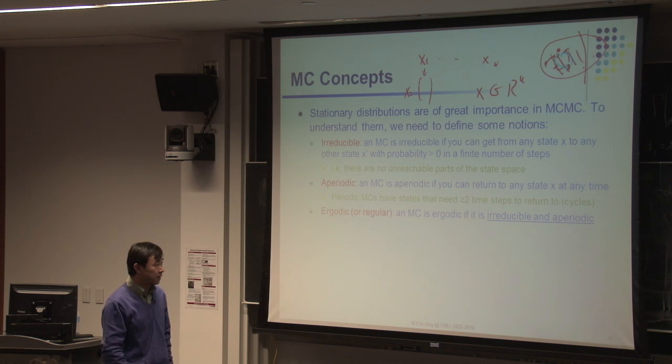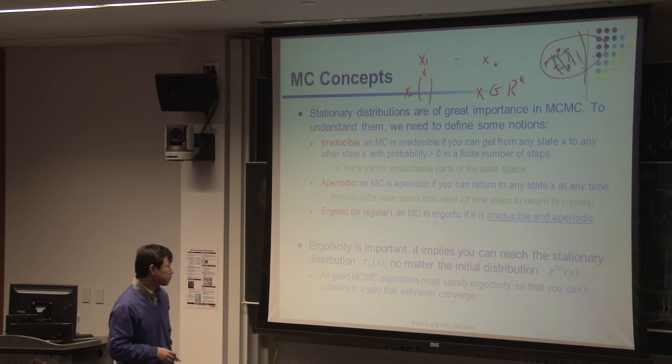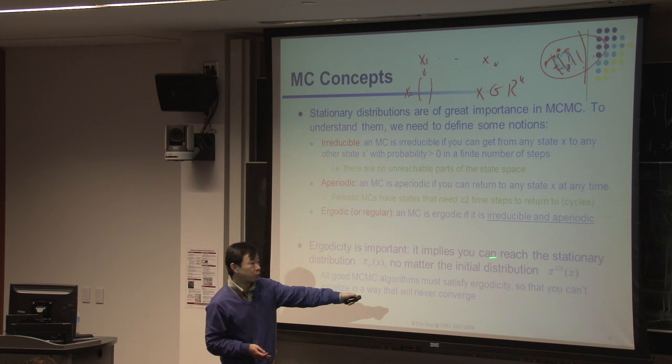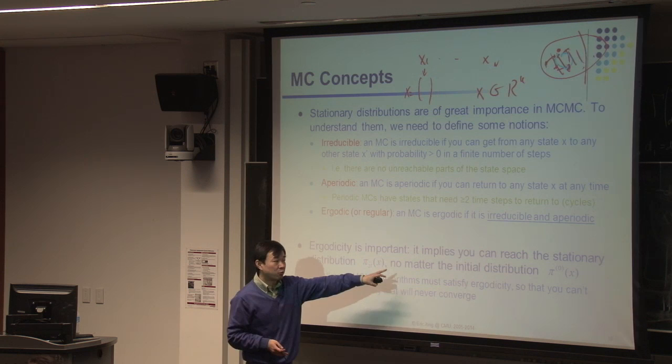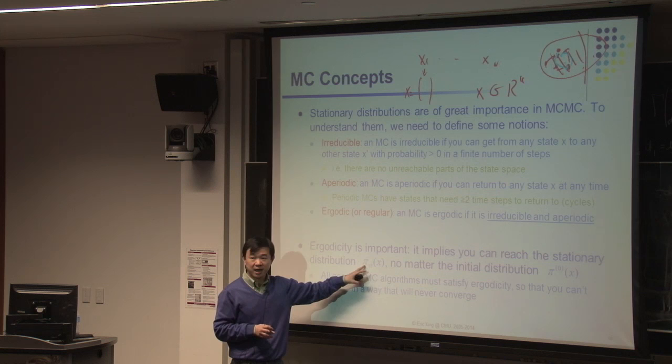And for the MCMC algorithm to work, you must design a Markov chain that is ergodic. Okay, so that's basically our goal. Ergodicity means that once your chain is ergodic, it implies a very important property: you can reach the stationary distribution pi no matter what initial distribution you start from. That's a very interesting property. You can start from any arbitrary distribution over x, and eventually you are going to converge to this target distribution of x.